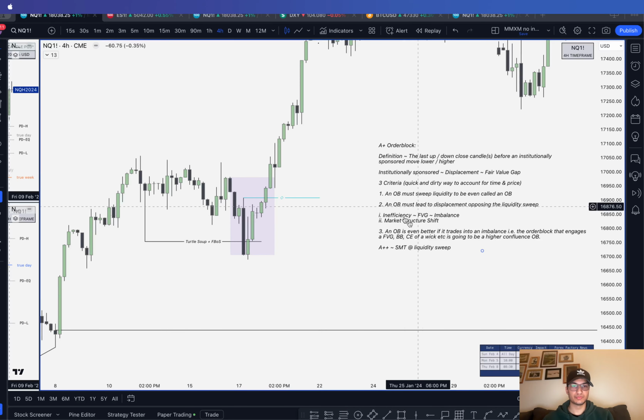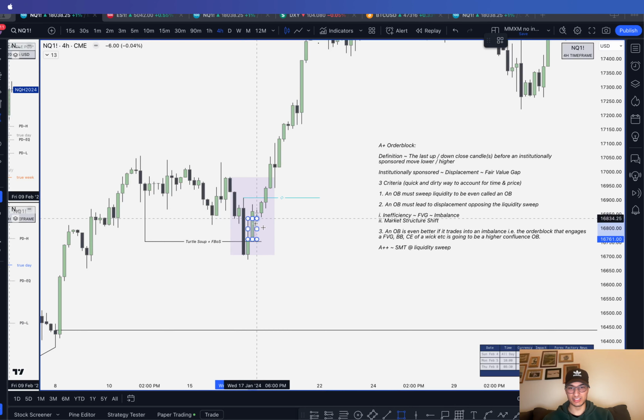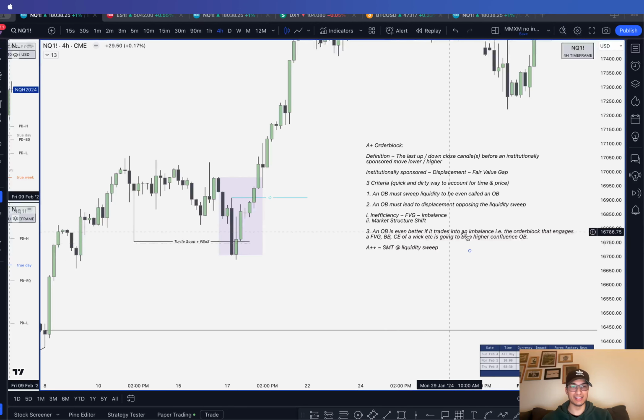And then what else? Is there any inefficiencies in this leg? Yes. Fair value gap. Fair value gap right here. I see an immediate rebalance. That's an inefficiency. I see a, what is this called? Willie, what's this called? BRD. Willie, do you see it now based on our conversation earlier? Yeah. RDRB. Yeah. So I see 1, 2, 3 internal rebalances and 1 fair value gap. I'm bullish, right? I'm seeing my conditions met. This is displacement. Okay? An OB is even better if it trades into an imbalance.